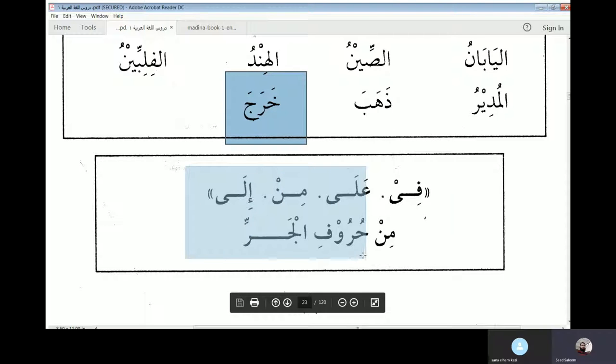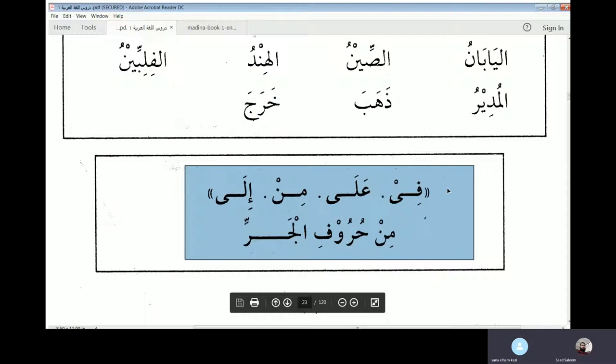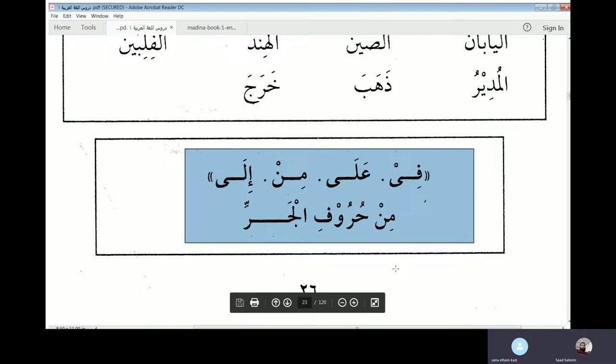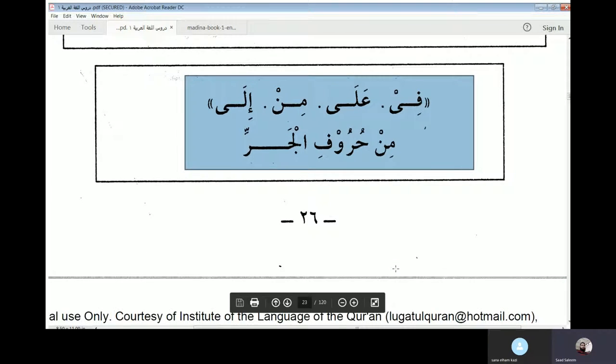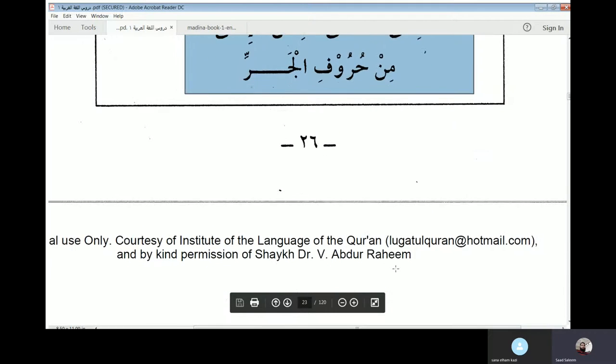Ala, min, ila, min, haruf al jarr. These four words are prepositions. This means that these four are prepositions. We have learned these four prepositions in this lesson.